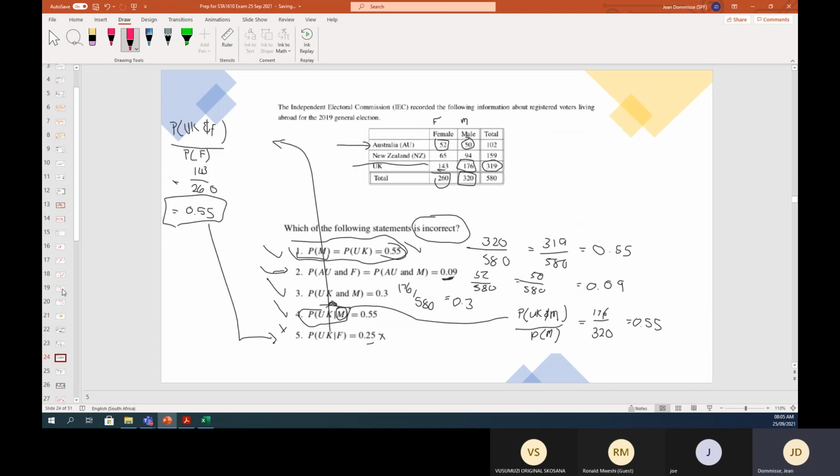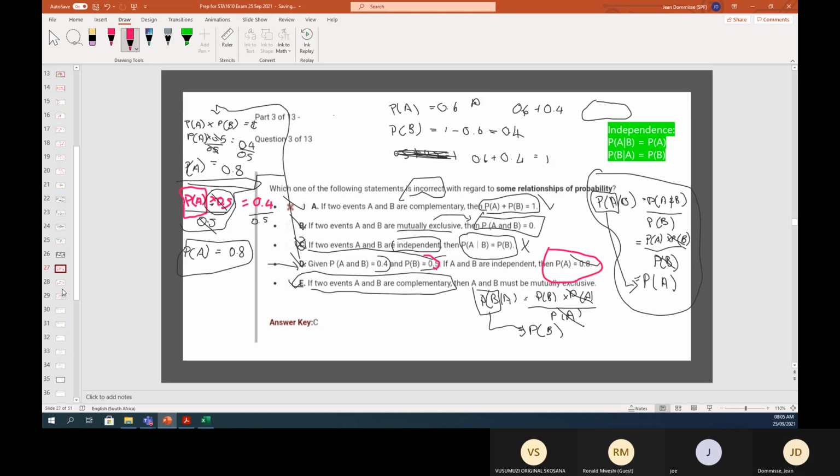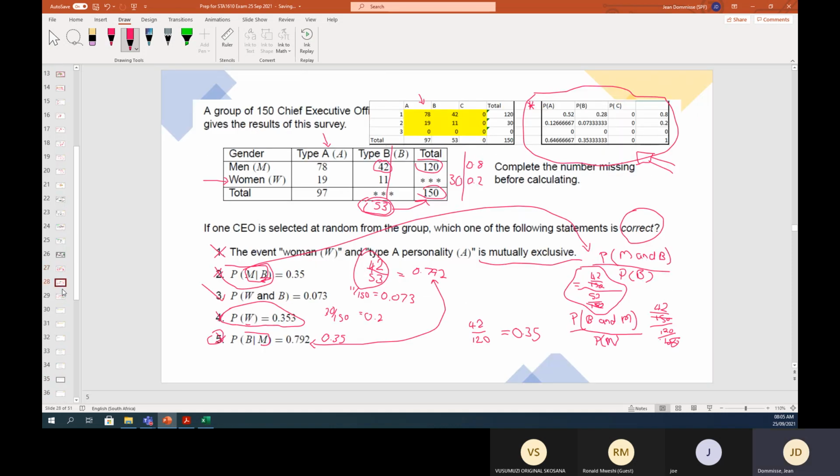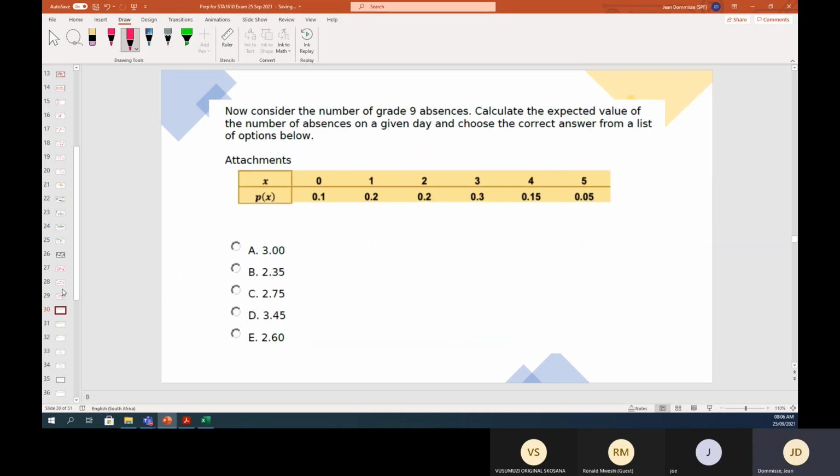So let's just continue to the next set of questions, which will be some extra questions on the discrete. What I also wanted to include from last time that we didn't get to was the discrete, where we do a mean and the variance calculation.